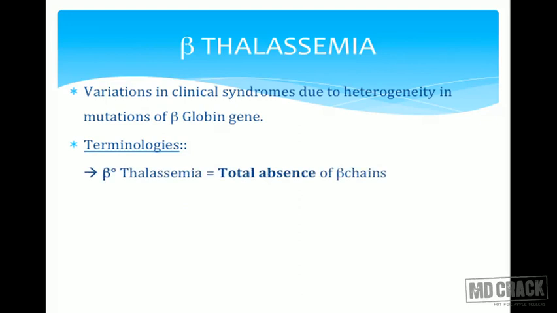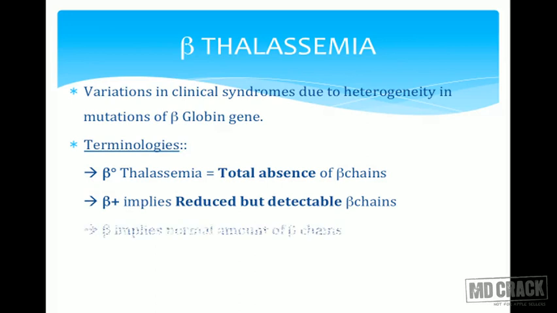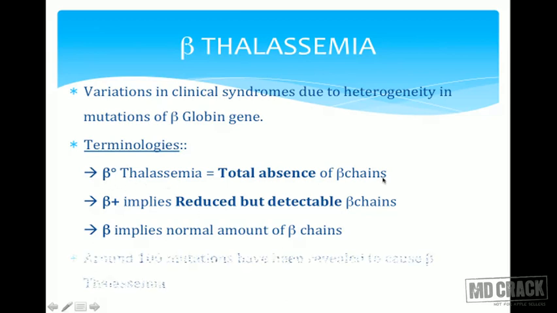So the terminology we use is B0, B plus and B. B0 indicates the total absence of the beta chains. B plus means there is a reduced but still detectable level of the beta chains. B, just B, if you write beta, indicates a normal amount of beta chains.